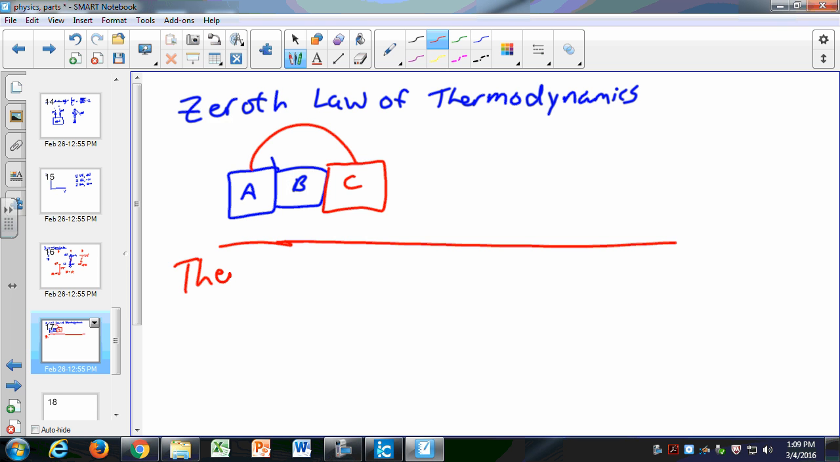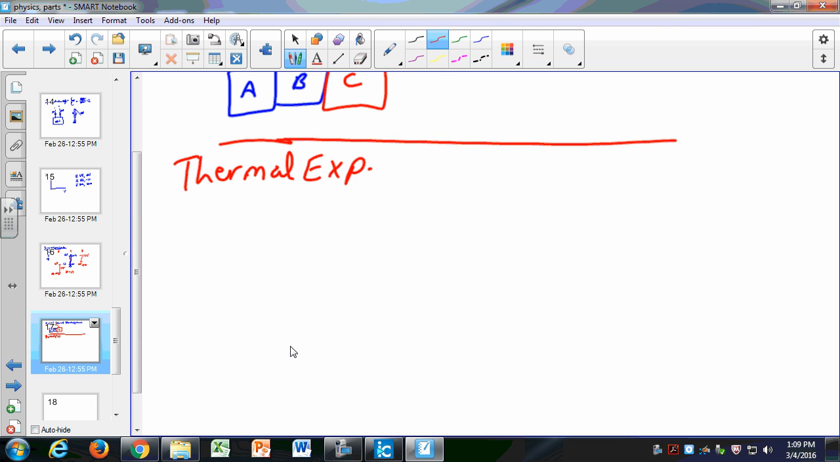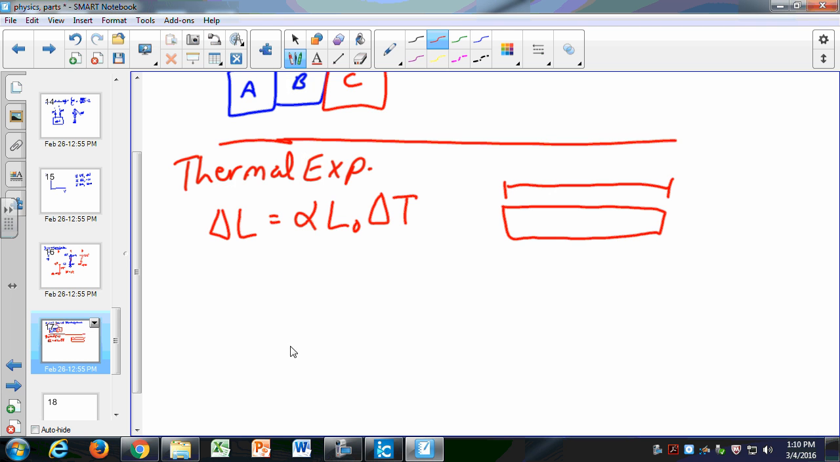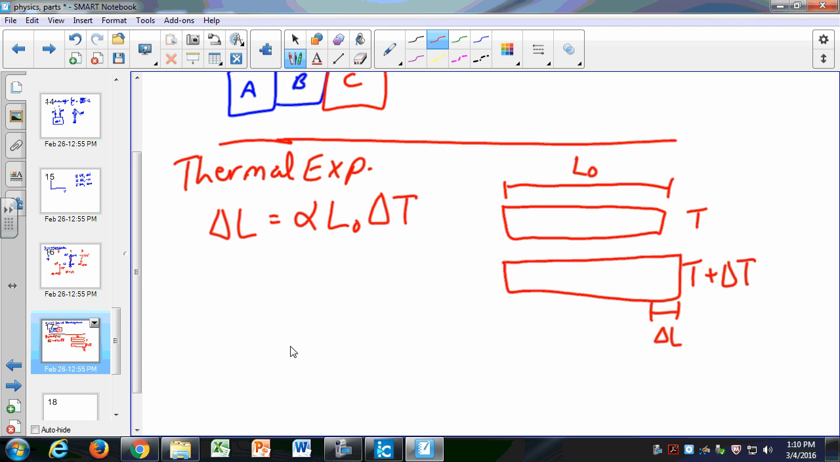Thermal expansion has to do with the fact that when you heat things up, they get bigger. We did this in class last semester, but if you recall, delta L is equal to alpha L naught delta T. So if I have an object that has a length of L naught, that's its original length, and it has a temperature T, if I heat it up by delta T, then that object will get bigger. And this distance that it gets bigger is delta L. If I heat it up, it gets longer.